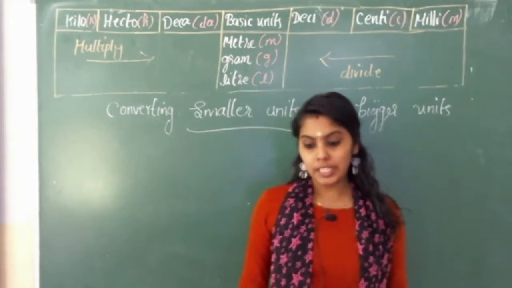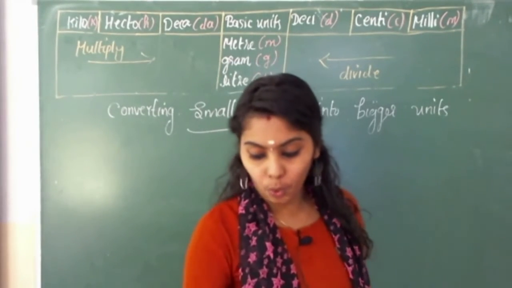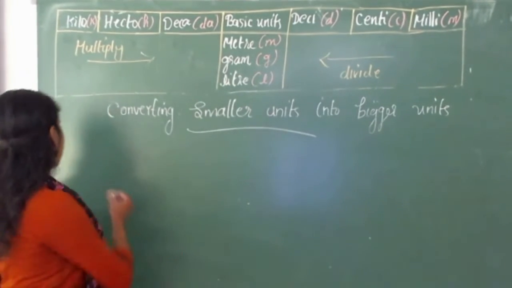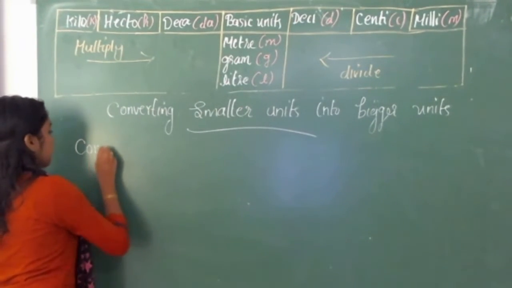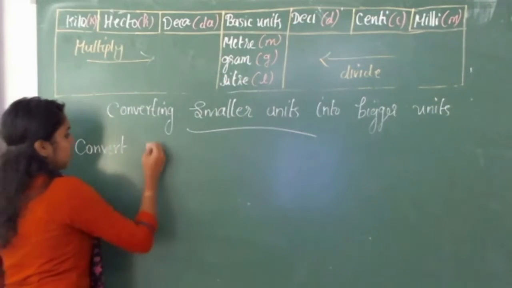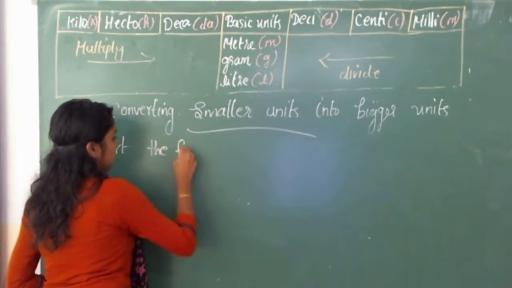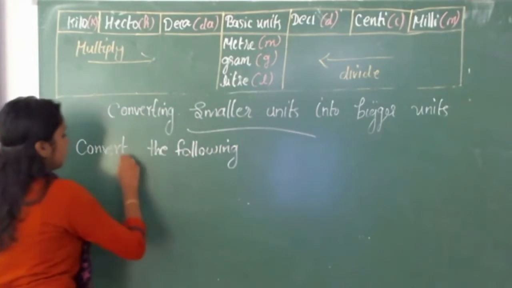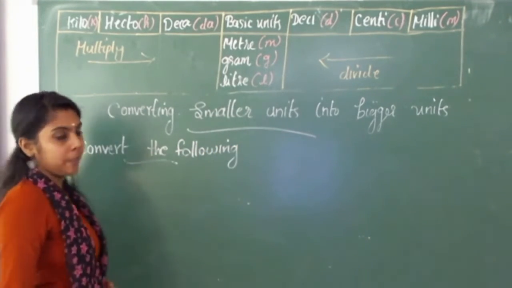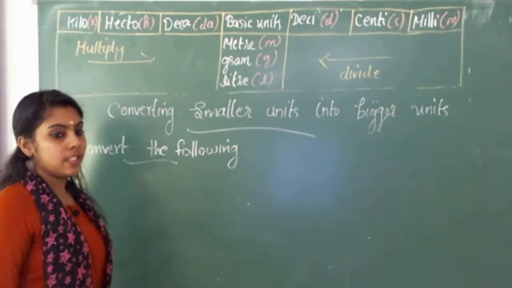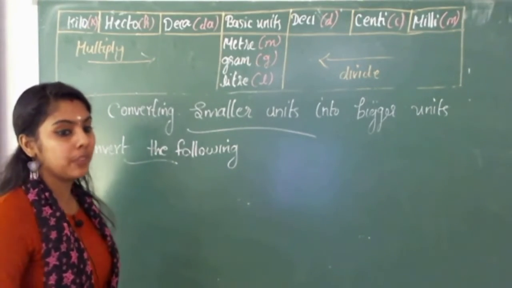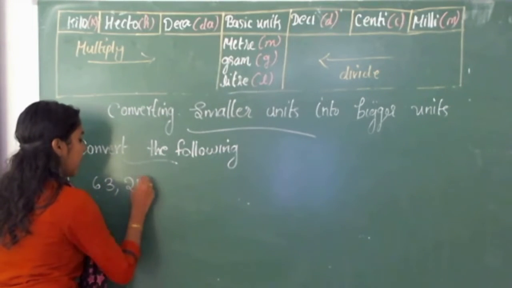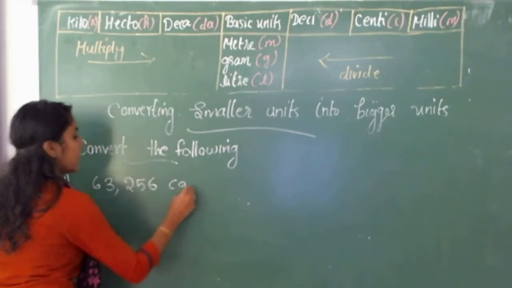Okay, the first question, you can write: convert the following. First question, 63,256 centigram.